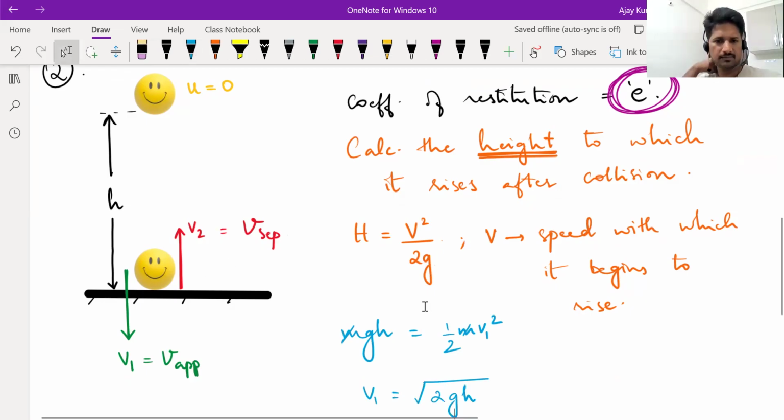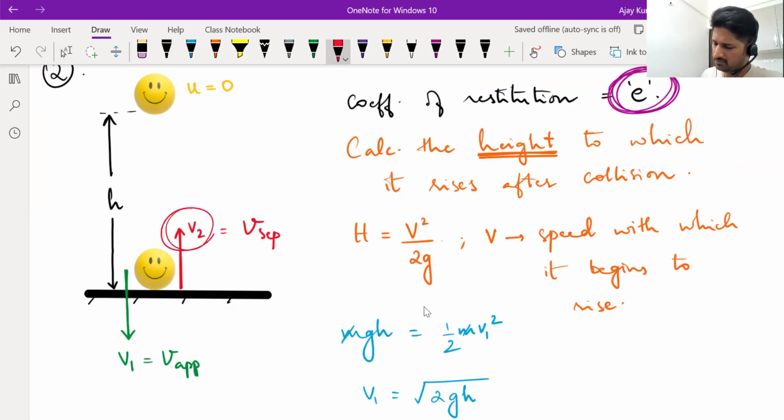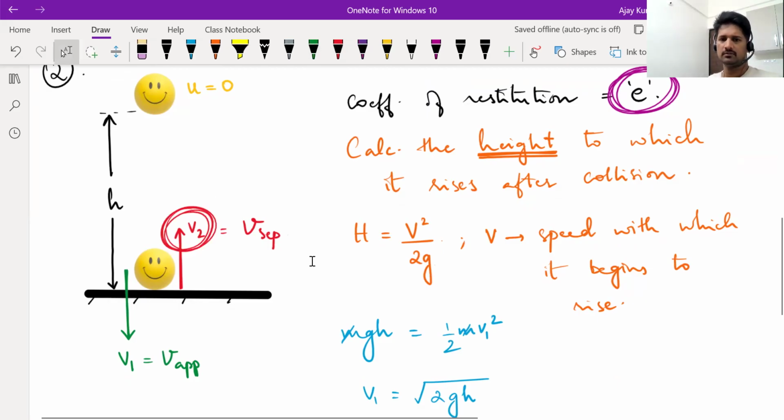Rishi, is this clear? Yes, sir. Okay, that's the speed with which it hits the ground. Now, Rishi, you tell me, how will you find out the speed with which it bounces off the ground?